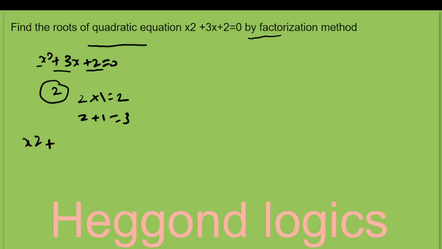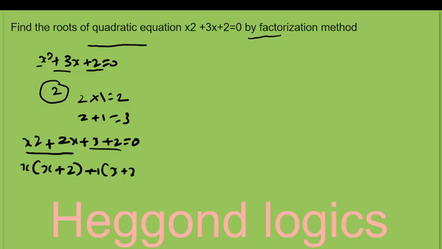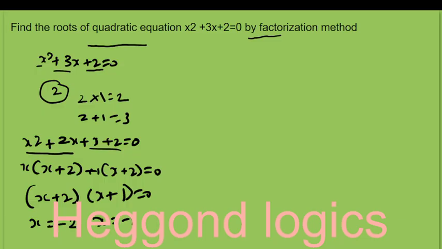x square plus 2x plus x plus 2 is equal to 0. From the first two terms x is common and the remaining is x plus 2. From the next two terms plus 1 is common and the remaining is x plus 2, that is equal to 0. x plus 2 is again common, take it outside, and the remaining in the first term is x and in the second term plus 1, that is equal to 0. After that x is equal to minus 2 and x is equal to minus 1. These are the roots of this quadratic equation x square plus 3x plus 2 is equal to 0.